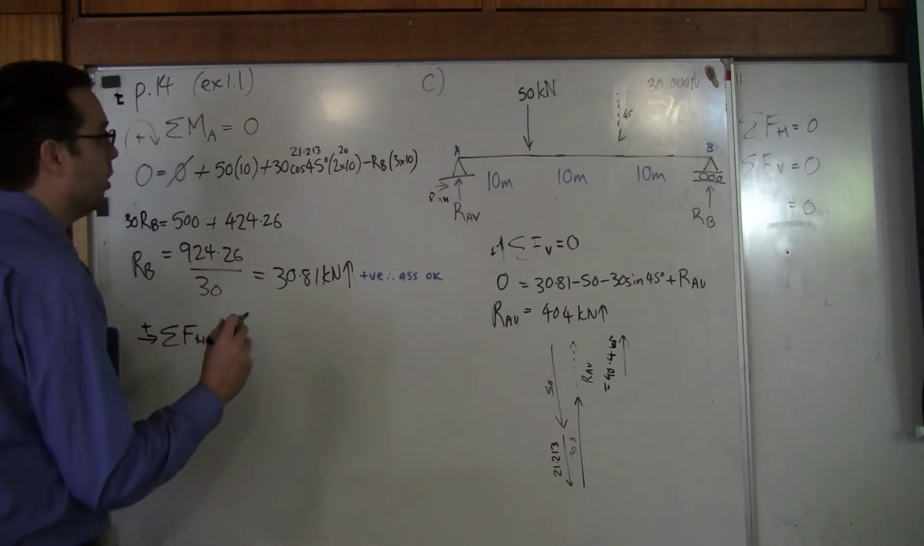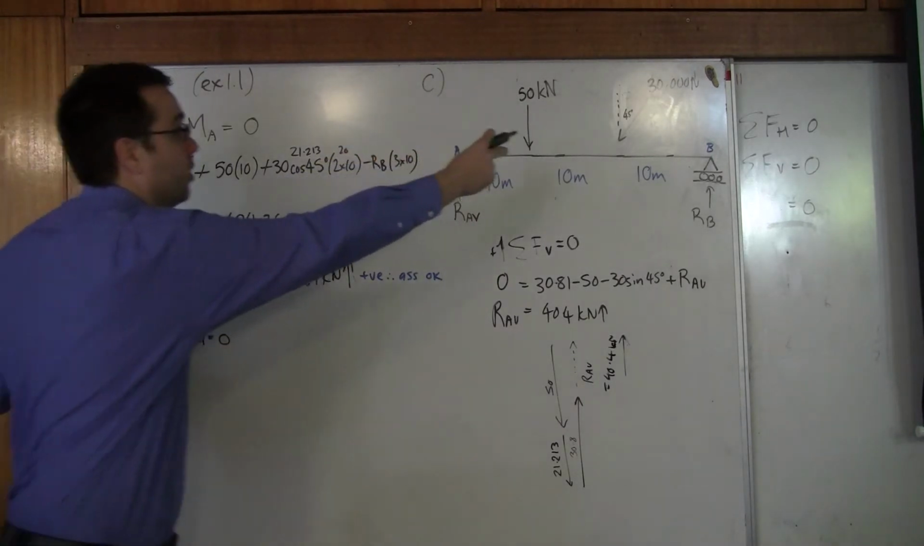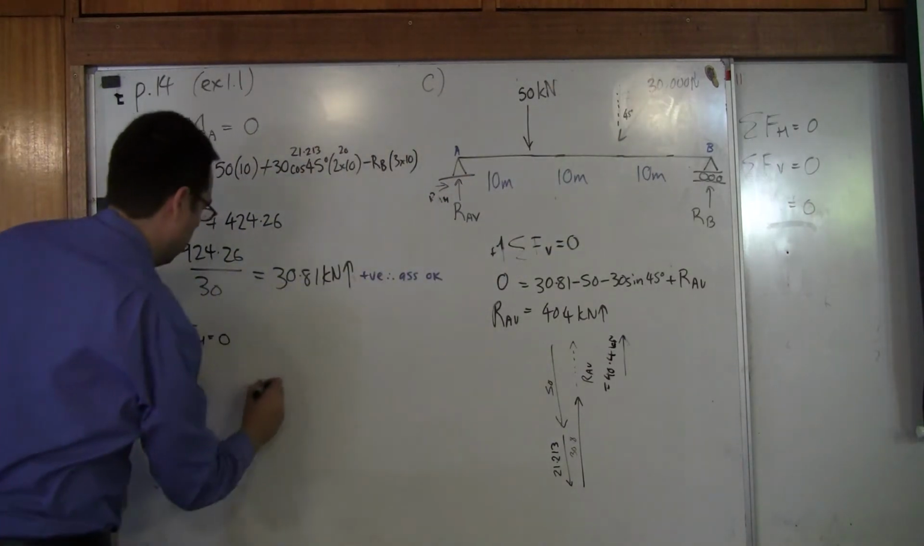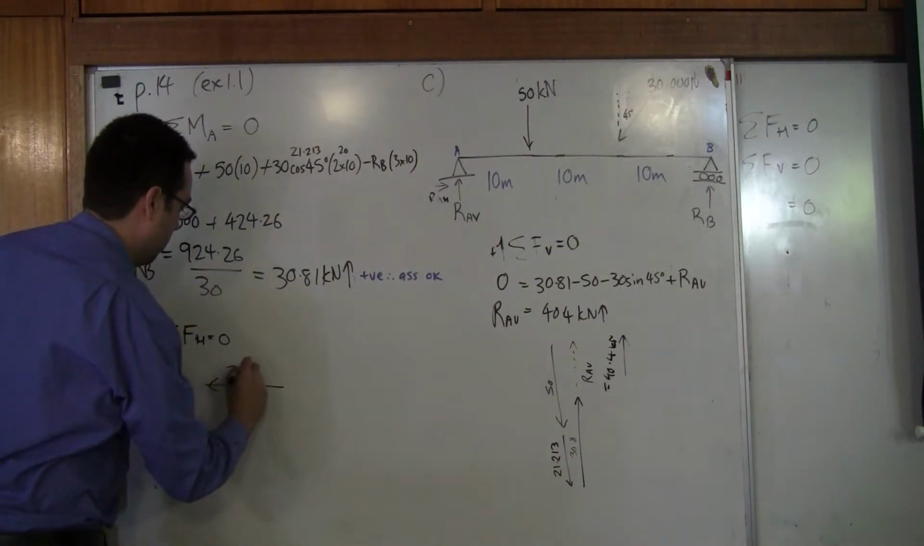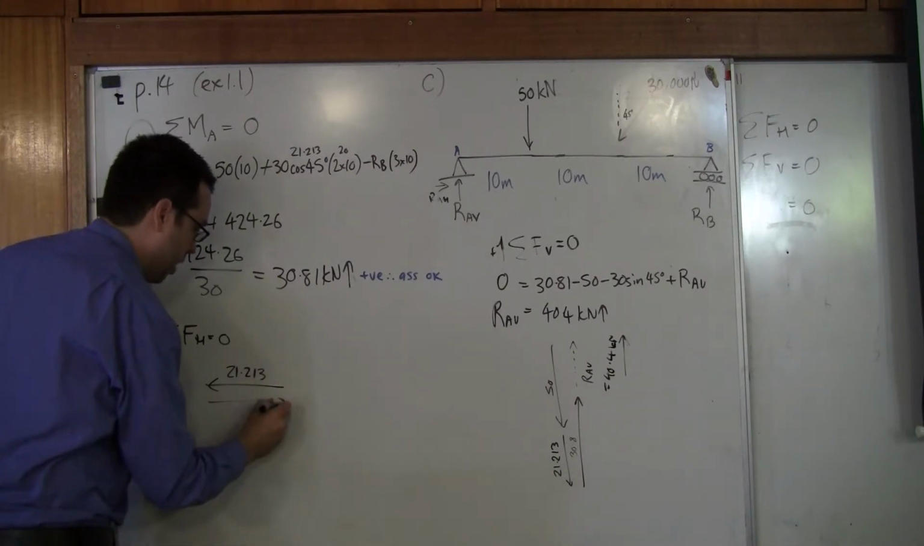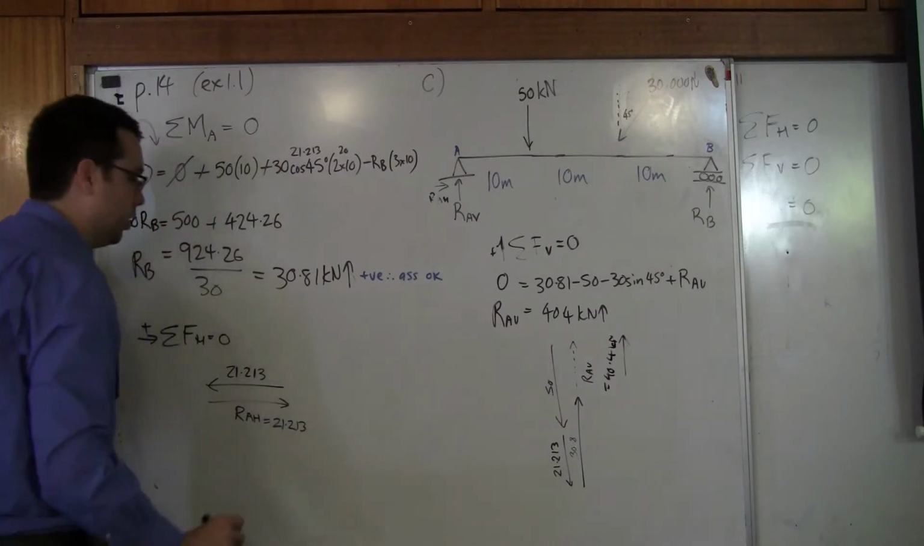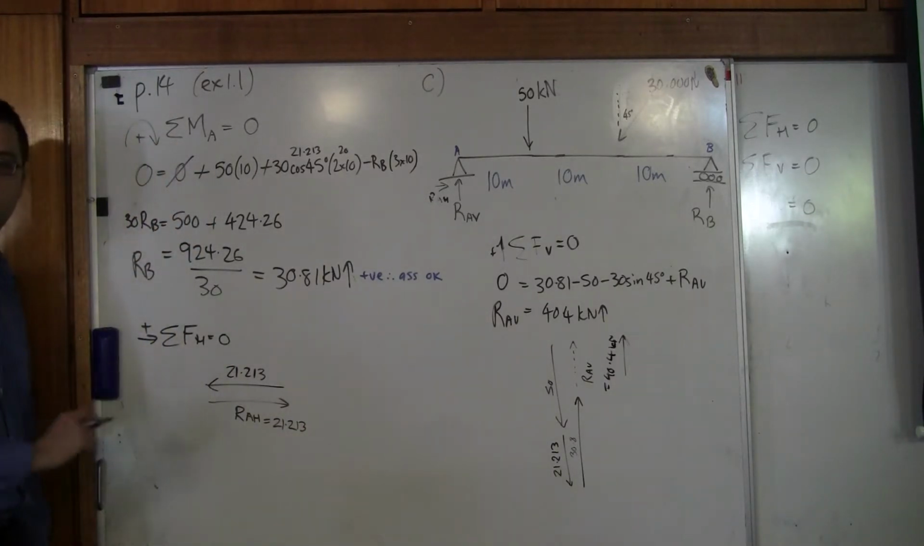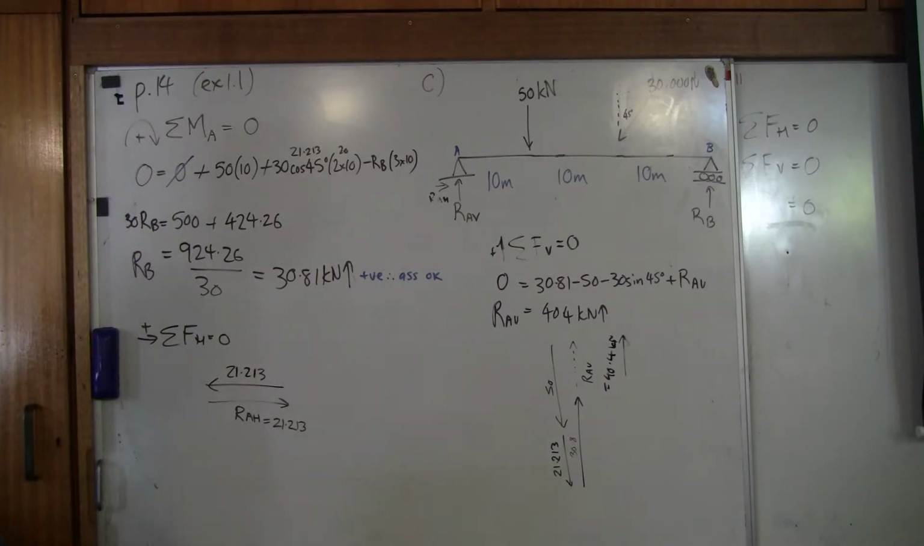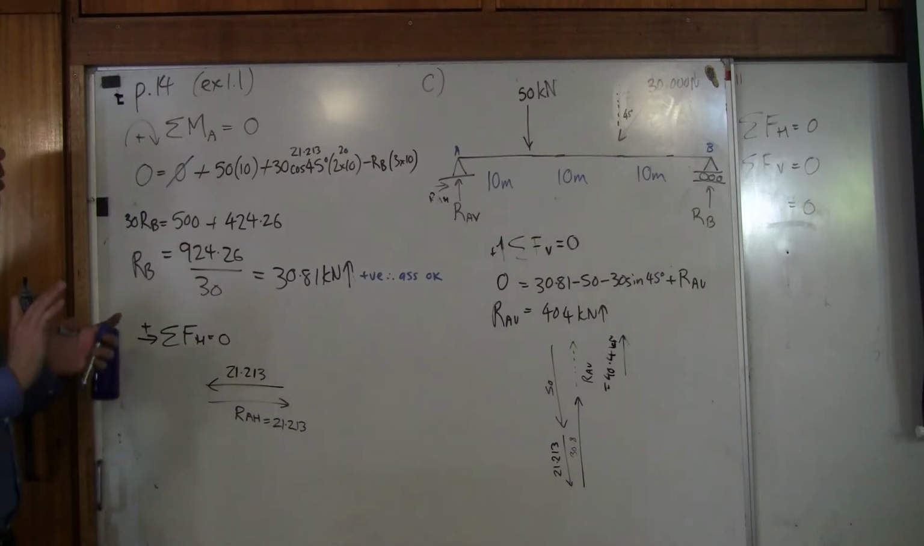What have we got? Well, we know that we've got this force here, 21.213 in that direction, and we've got RAH. And they're going to have to equal each other, right? In order for that to be equal to 0, that's how I would write that. Now, if you look at the Copeland textbook on page 15, you can see how they write it, but that's how I write it. That's how I solve it. Now, we've solved RB.